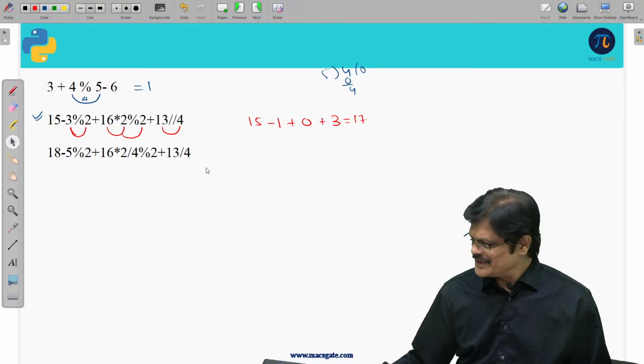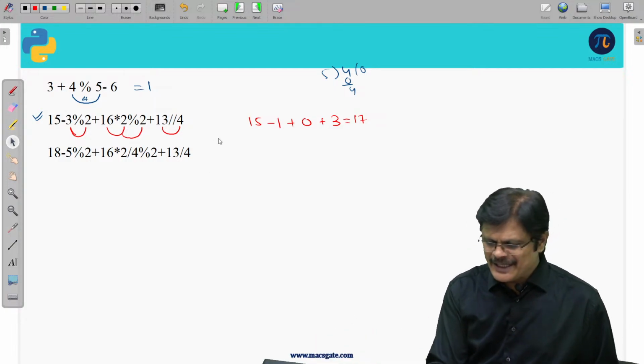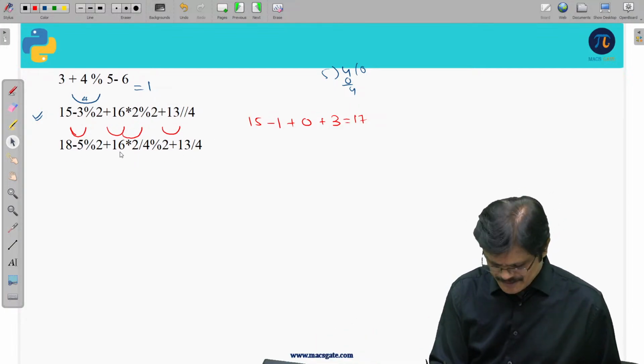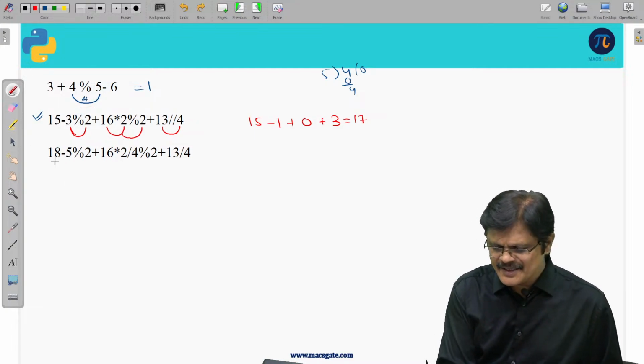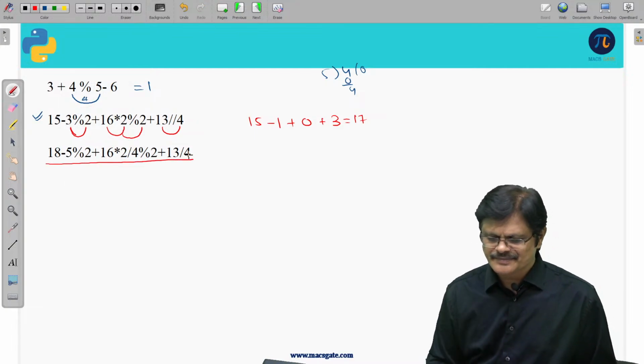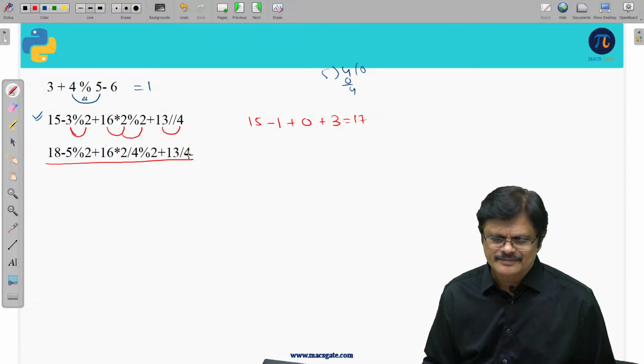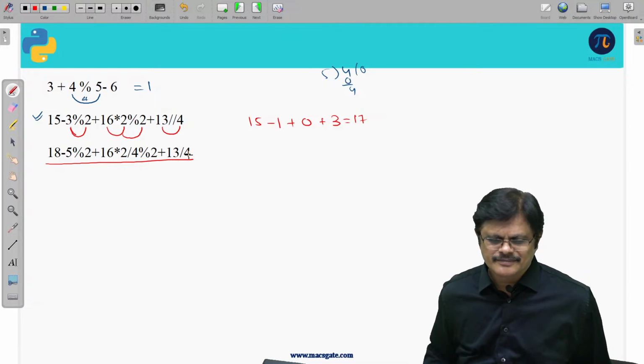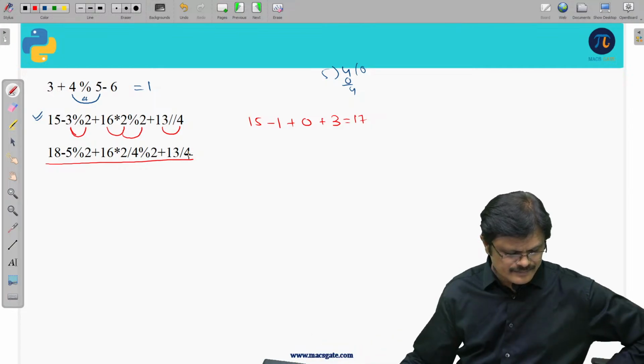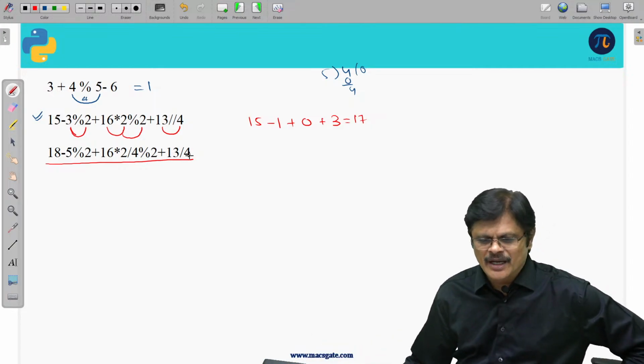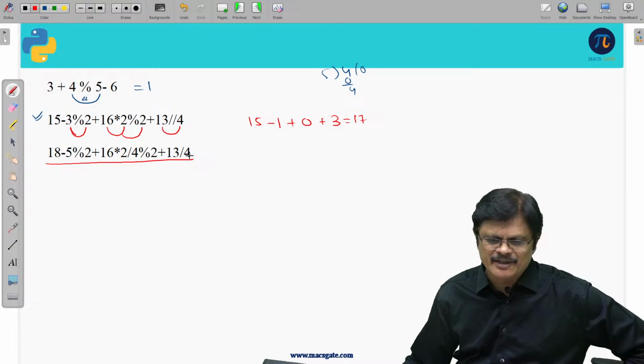Let us try the last one. Can you give me the answer for this? Try this. Perfect, Chaitanya, that is 17. 100% correct. Super.